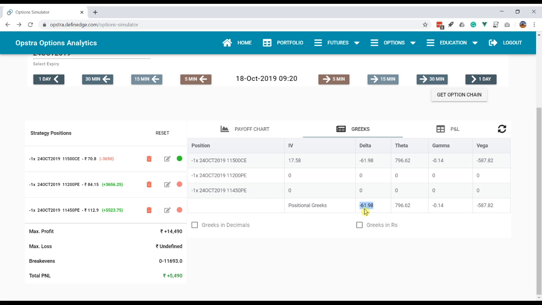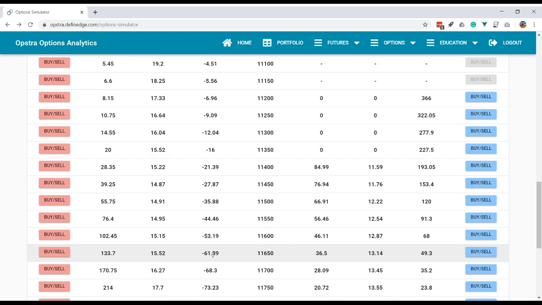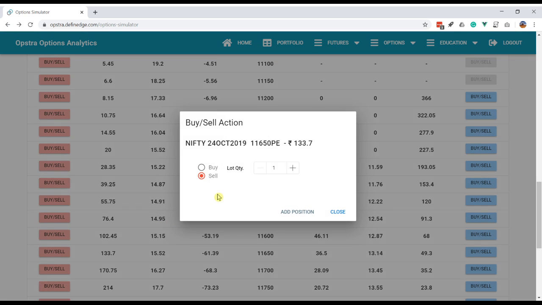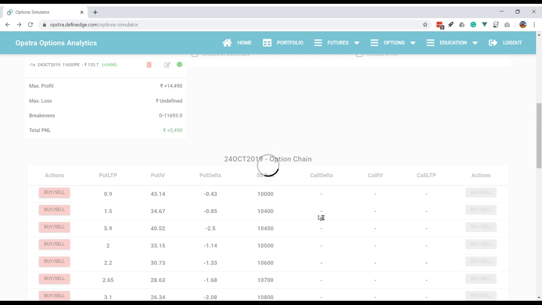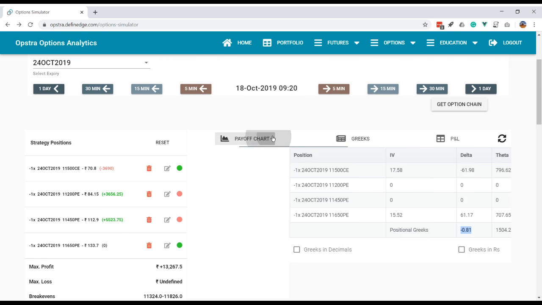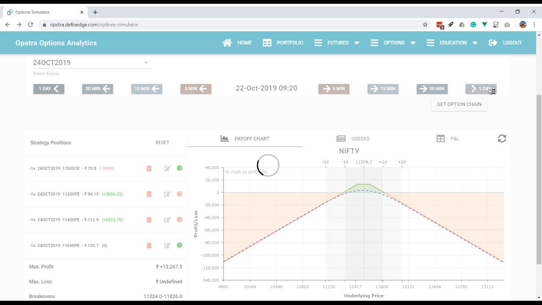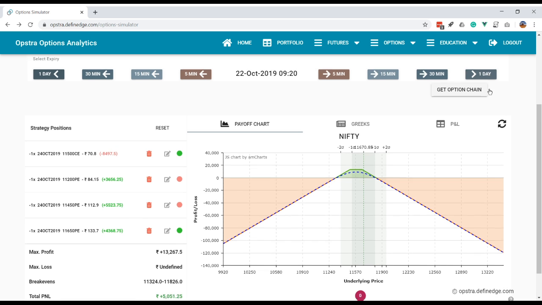It is minus 61 delta. So again we'll get the option chain, and we have to sell a 61 delta put option to neutralize the delta. This is the closest one. Okay, 61 delta, so we will sell this 11,650 put option. Now your positional Greek is close to 0 again. So we'll check the payoff. It's good enough. Now proceed further for 1 day.